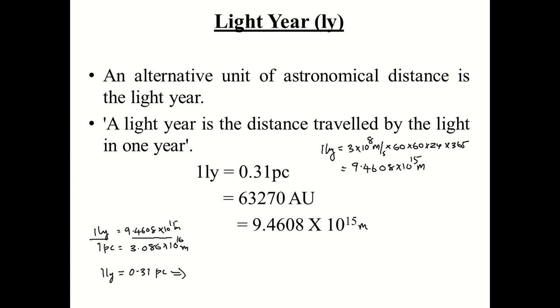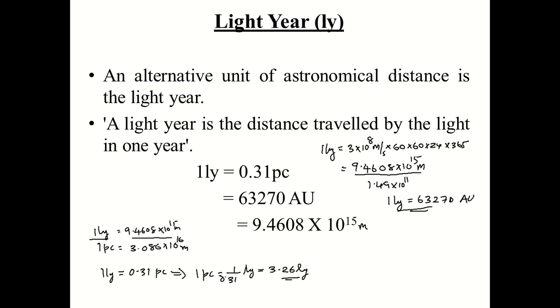Or from this equation you can have 1 pc is equal to 1 by 0.31 light year, which will be 3.26 light year. This is the conversion which we have seen in the previous one. Also, if you convert this light year into astronomical unit, that is, if you divide this equation by 1.49 into 10 raised to 11, you will get 1 light year in astronomical unit as 63,270 astronomical unit. So this is the way we can have the light year.